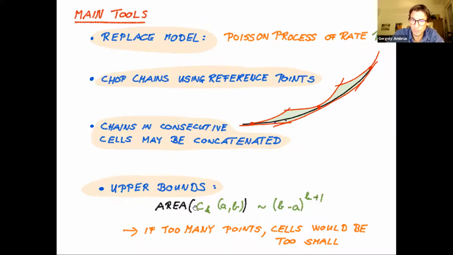So that means that if we have too many reference points, then these cells are too small. This (b minus a) to the k plus 1 would be too small, and there would be basically no points inside these cells. So essentially what we want is this (b minus a) to the k plus 1 to be like a constant, because in that case we have a constant number of points in each of the cells.